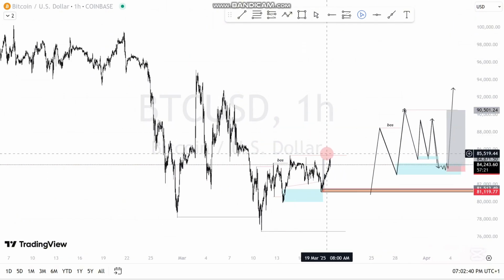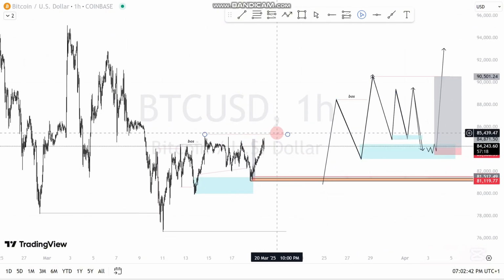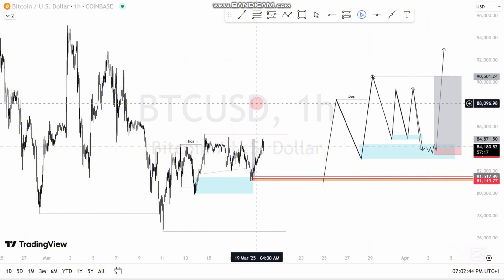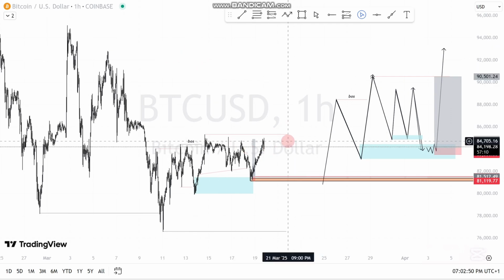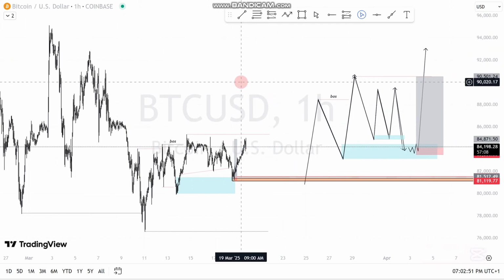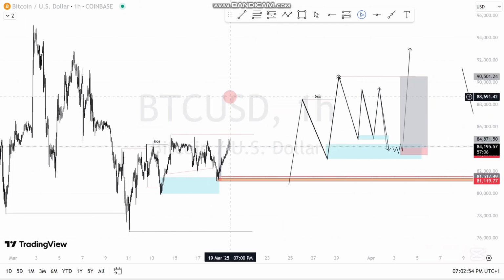Where are we going to? The overall high is here. That's where it's going to take out. Then if it gets around here, maybe there will be selling structure presenting itself here. We don't know yet, but for now, this is it on BTC USD.